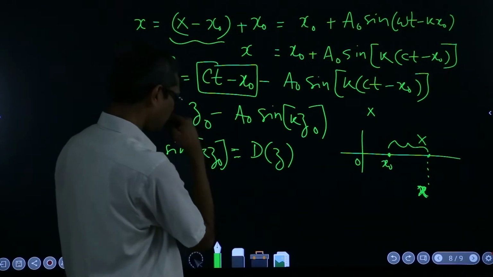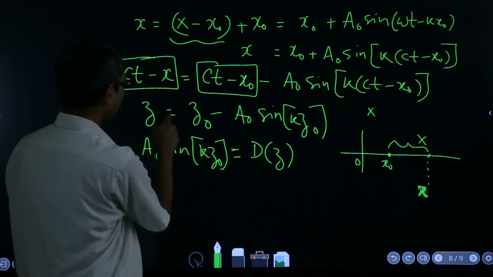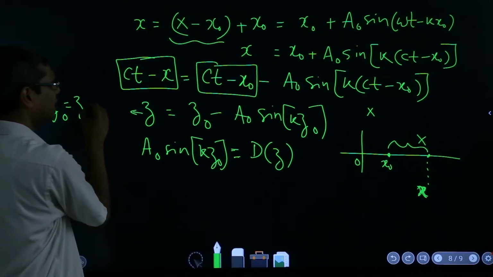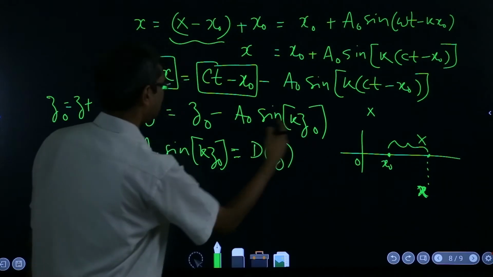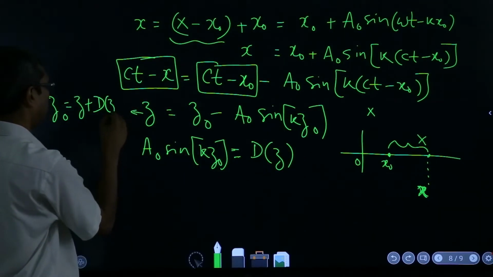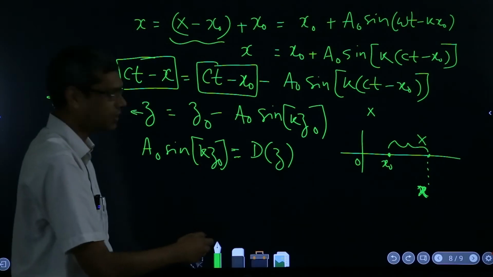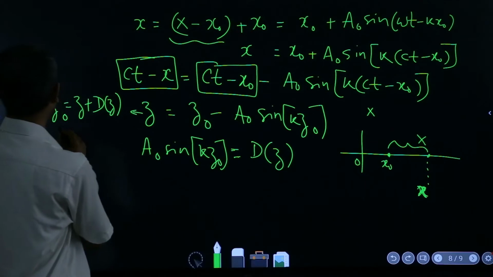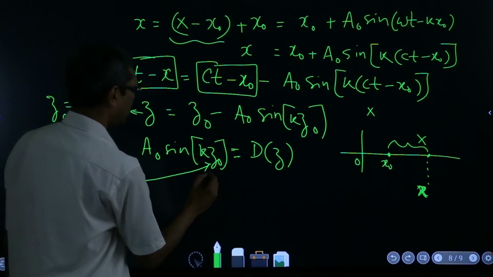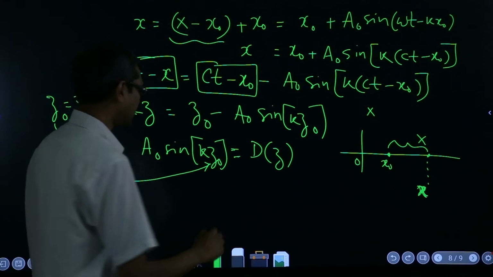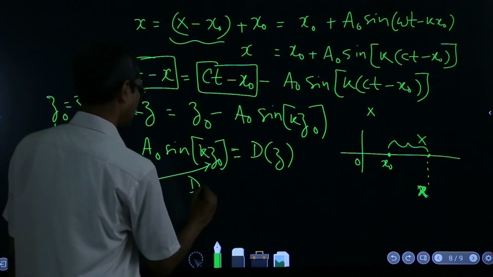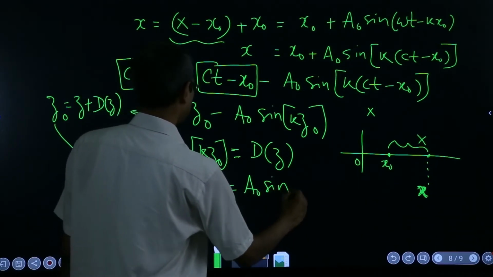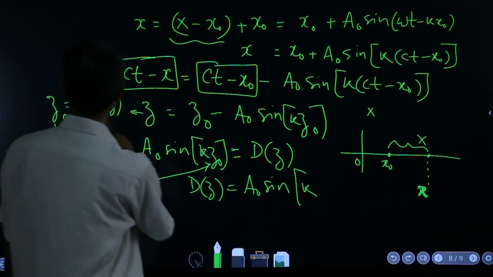Now, from this equation you can get z naught is nothing but z plus d(z). Whatever this d(z) is, we don't know what that is, but from here you can write that, and this one you can substitute here, so that you will get an implicit equation in d(z). So d(z) is nothing but a naught sine k (z plus d(z)).